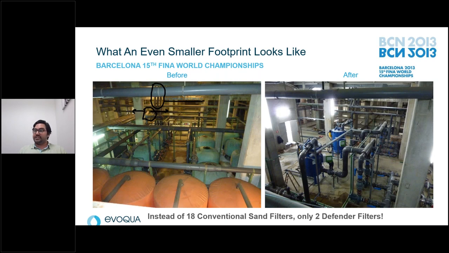This is another project that we have done as well, a retrofit for an Olympic pool in Barcelona. 18 units of vertical conventional sand filter we have replaced with 2 units of Defender filter. Typically an Olympic pool involves one 50 by 25 competition pool, and one diving pool.